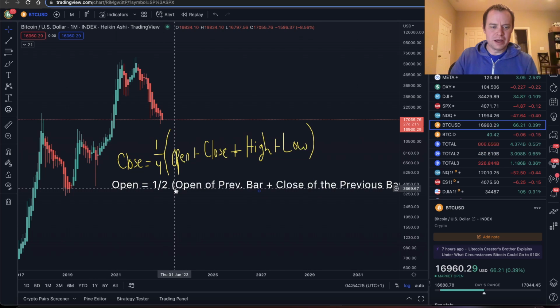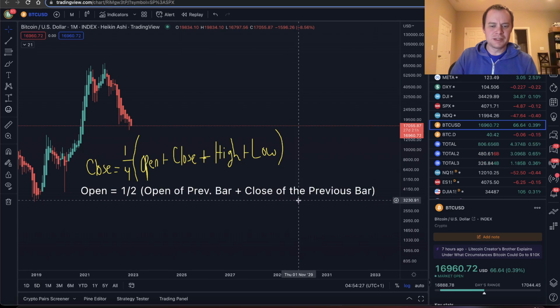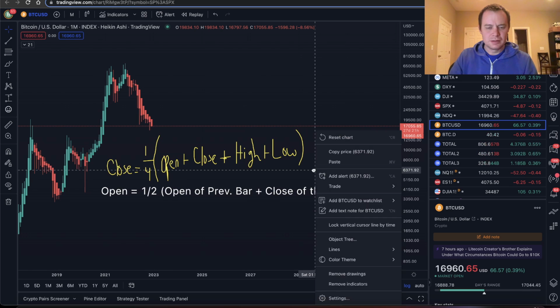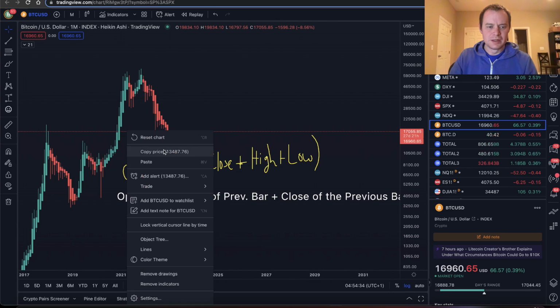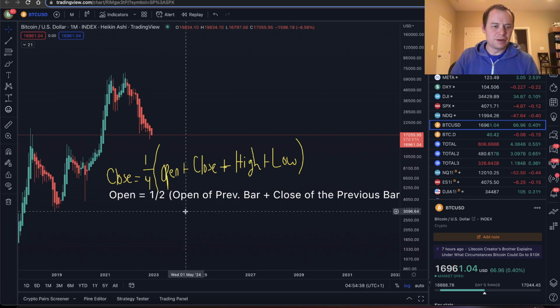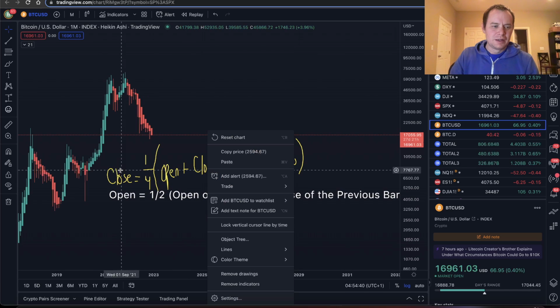So you have 1/2 open of the previous bar plus the close of the previous bar. And perhaps we can just quickly move on. I mean, I could rewrite this one, I suppose, but let's just move on.